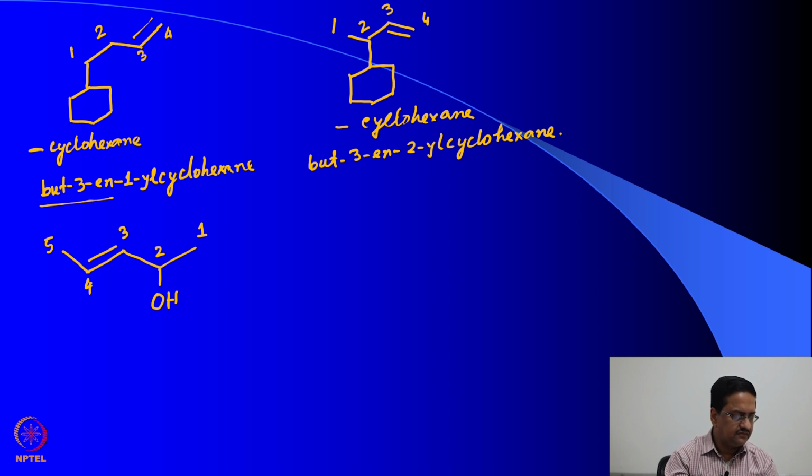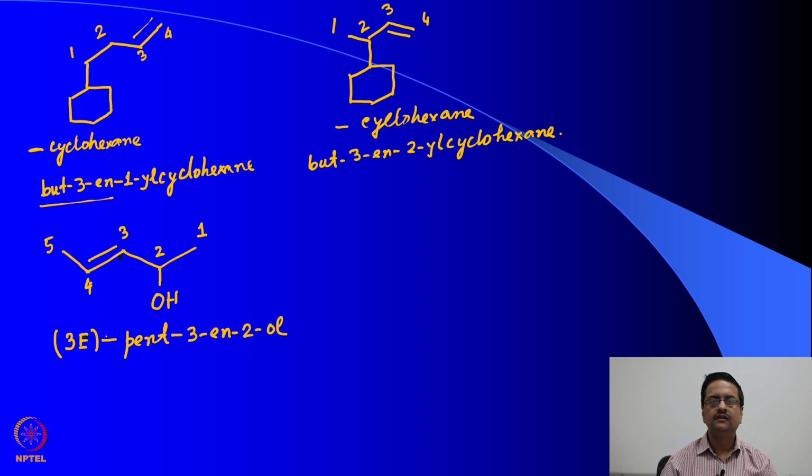So, we should write it as 3E-pent-3-en-2-ol. So, it is pent-3-en-2-ol with 3E, that signifies the geometry across the double bond.